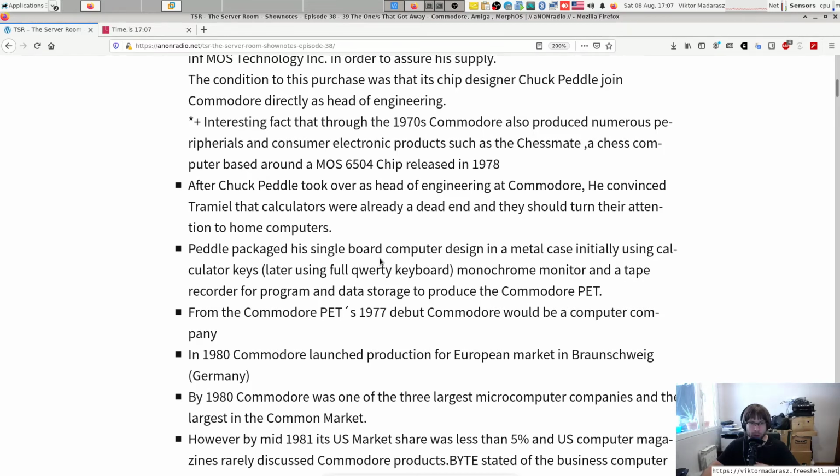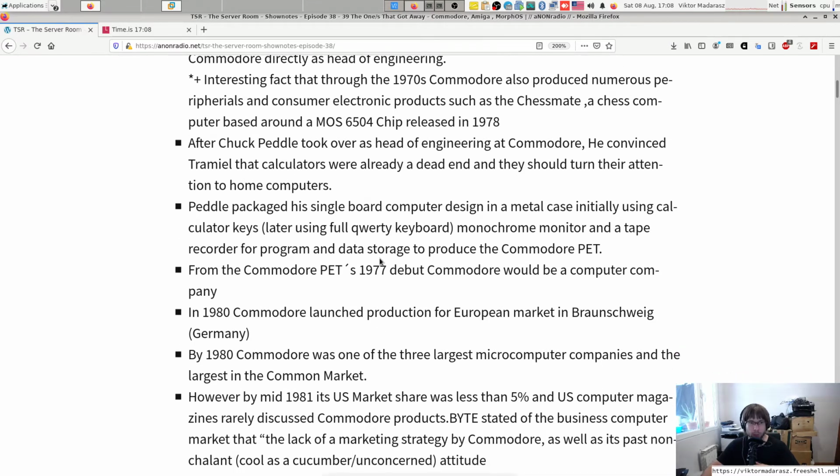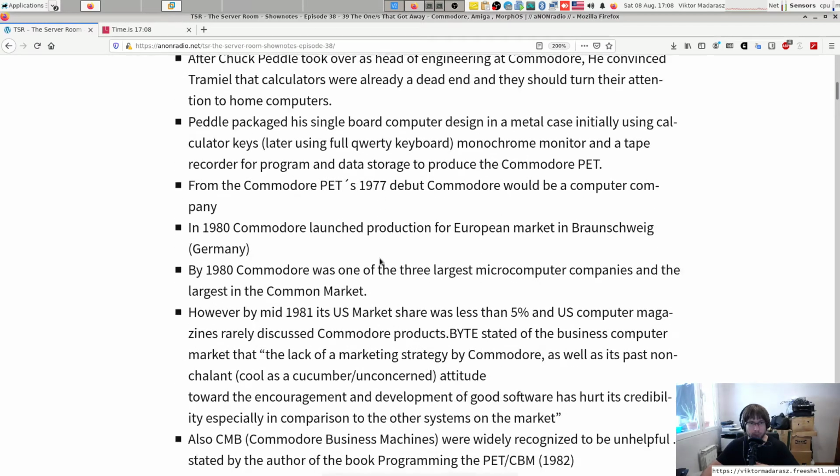After Chuck Peddle took over as head of engineering at Commodore, he convinced Tramiel that calculators were already at the end and that they should turn their attention to home computers. Peddle packaged his single-board computer design in a metal case, initially using calculator keys, later using a full QWERTY keyboard, a monochrome monitor and a tape recorder for program and data storage to produce the Commodore PET. Starting from the Commodore PET's 1977 debut, Commodore would be a computer company.